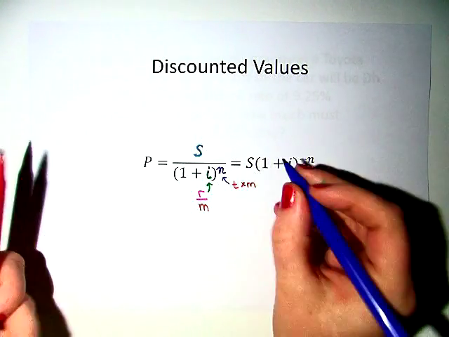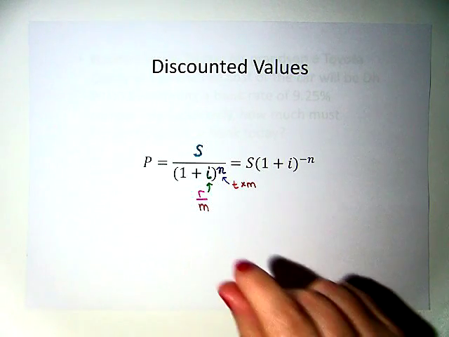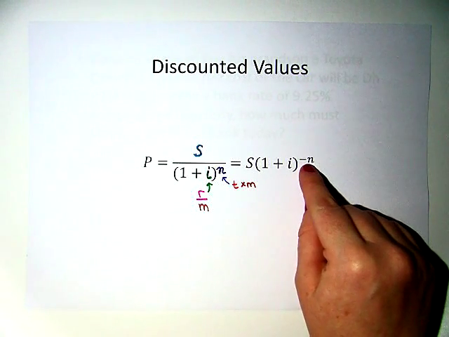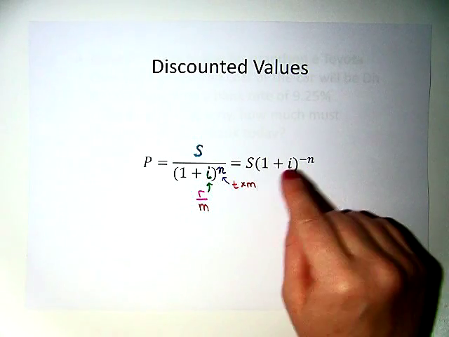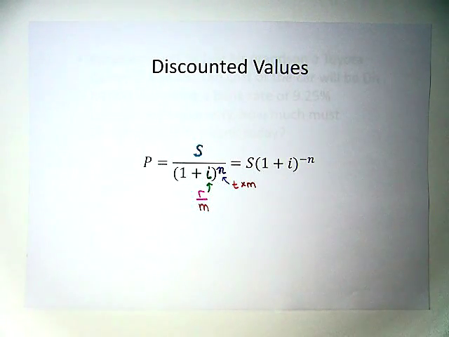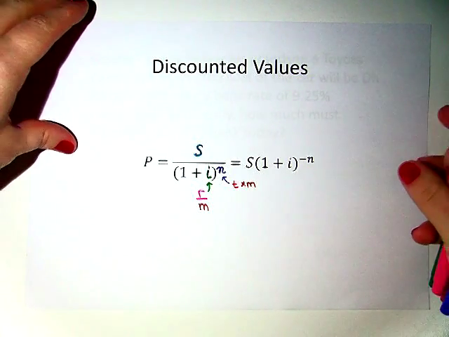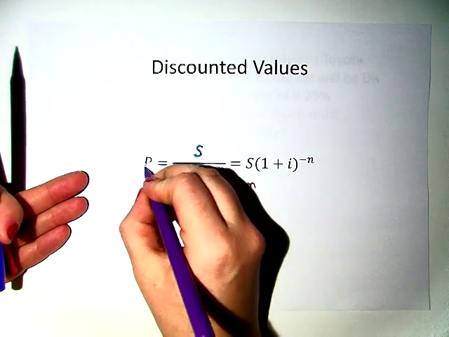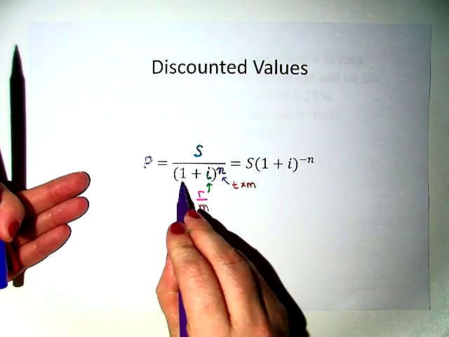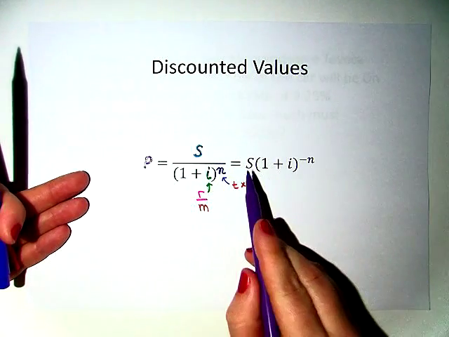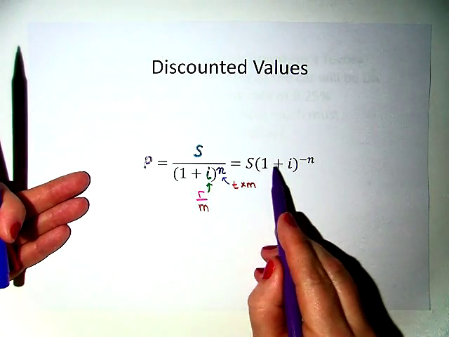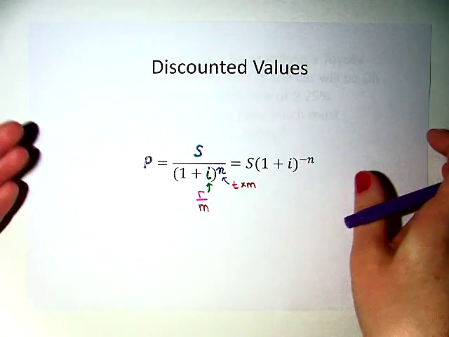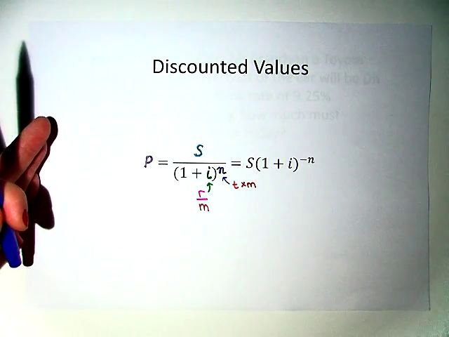So it's going to be divided over. Now another way you can do it is put it in your calculator as negative N. And we'll try both ways so that you get a chance to see how to do both of them. So we have P equals S over 1 plus I raised to the N, or S parentheses 1 plus I raised to the negative N. So let's actually try a problem like this.